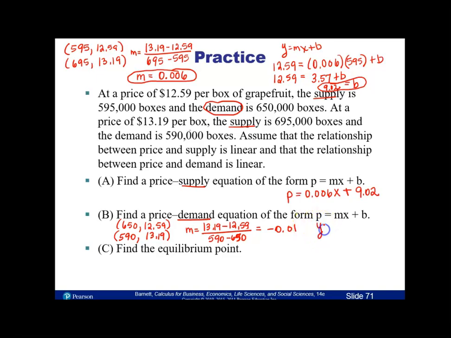Okay, then we'll repeat what we did before, y equals mx plus b. Choose either point, doesn't matter which one. So if I use the first one, the y is 12.59, the m is negative 0.01, the x is 650, and then we're going to add the b to that. So I have 12.59, this is going to be negative 6.5.